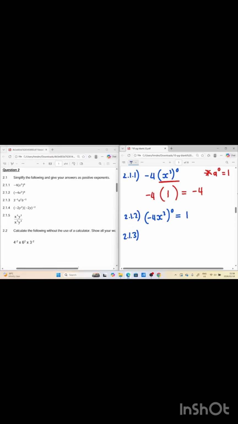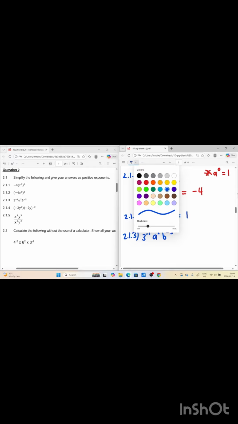2.1.3, 3 to the power of minus 1, a squared, b to the minus 5. We have to simplify and give our answers as positive exponents. Okay, this one, we can't do too much. 3 to the minus 1, a squared, b to the minus 5. We can't really simplify this one at all.